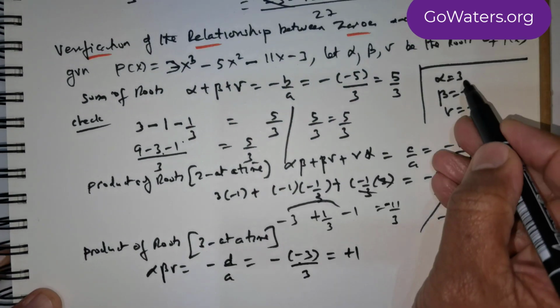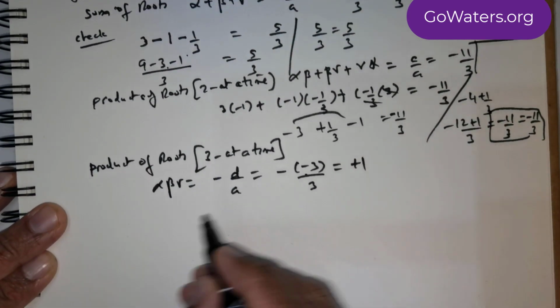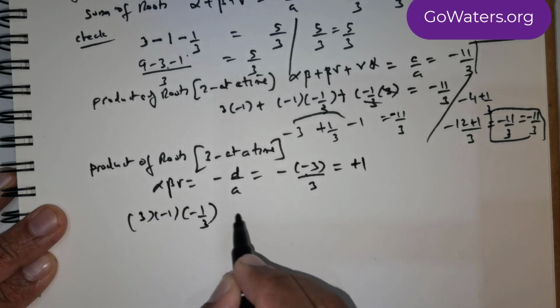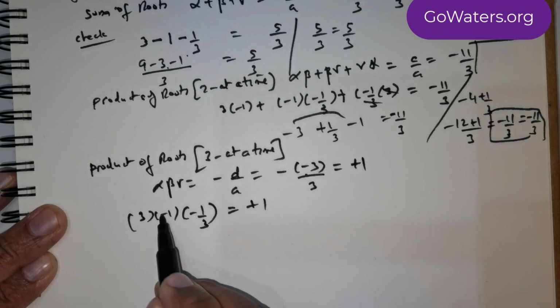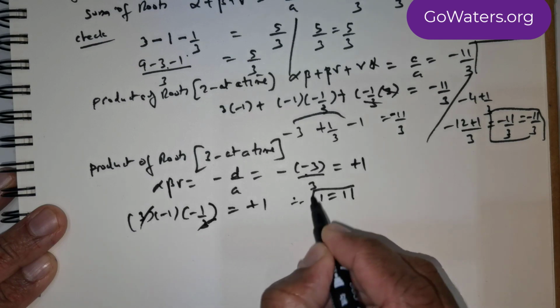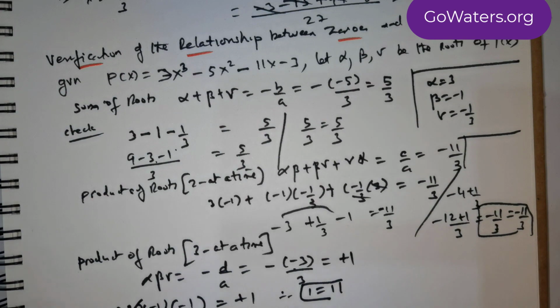So if I were to take the roots 3, negative 1, 1, negative 1 over 3, what is that? 3 times negative 1 times negative 1 over 3. This should give me positive 1. Negative, negative, positive, 3 and 3 get cancelled. Therefore, I get 1 is equal to 1. So I have completed all of the verification.